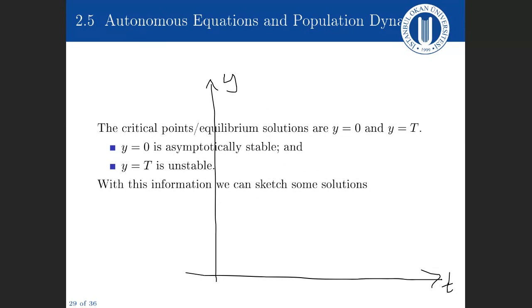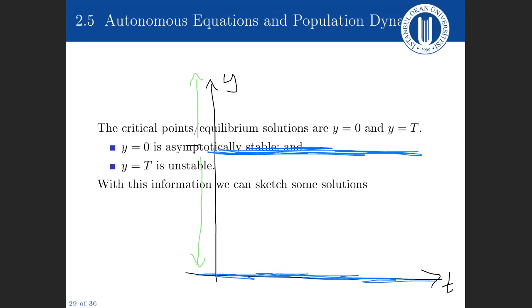Draw the axis like this. Y is the number of cats. We can't have a negative number of cats, so we're only drawing the positive y-axis, and I'm only interested in positive time. We have y equal to 0, so we have an equilibrium solution here, and we have y equal to T. And if I copy the green arrows, this one's going down, this one was going up. I can sketch some solutions.